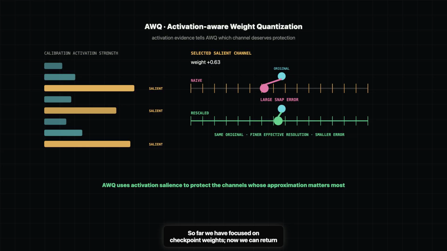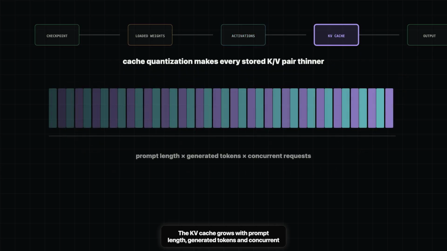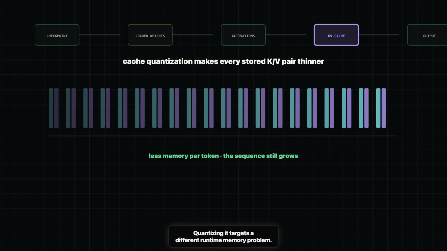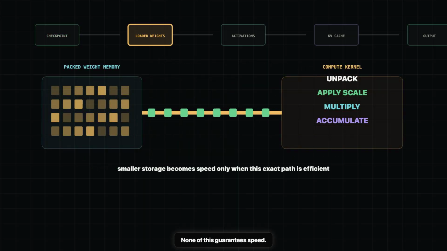So far, we have focused on checkpoint weights. Now we can return to the other numerical states we saw at the beginning. Weights explain the checkpoint, but quantization is broader. Temporary activations can also use lower precision during serving. The KV cache grows with prompt length, generated tokens, and concurrent users. Quantizing it targets a different runtime memory problem. For fine-tuning, techniques such as QLoRA keep a low-bit base model frozen, while small trainable adapters receive updates. None of this guarantees speed. Performance depends on kernels, dequantization, batching, and whether the hardware supports the format efficiently.